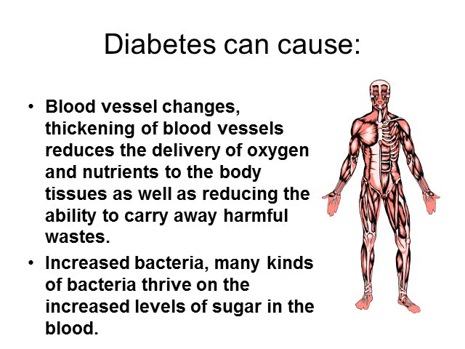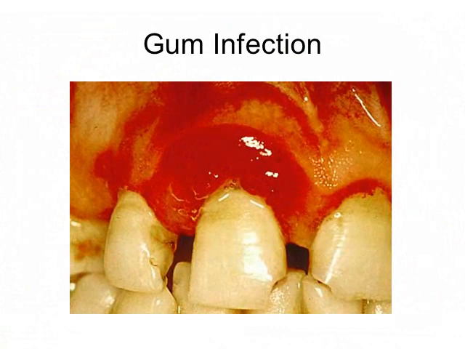Diabetes can cause changes in the blood vessel walls, making them thick, reducing the delivery of oxygen and nutrients to the body, as well as reducing the ability to carry away harmful wastes. The increased bacteria thrive on the increased levels of sugar in the blood. This is an obvious gum infection. Really, we see it around more than one tooth, but this one tooth is really involved. We see that the gum tissue is red and it probably bleeds upon probing.